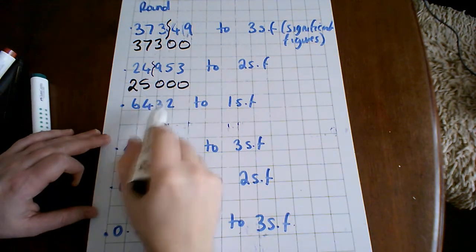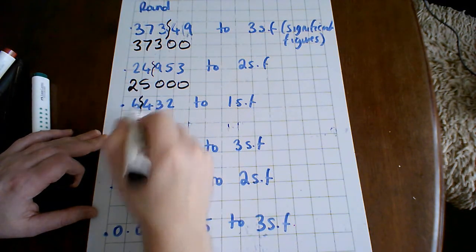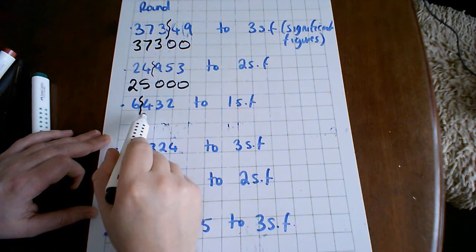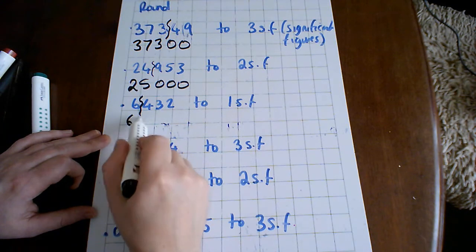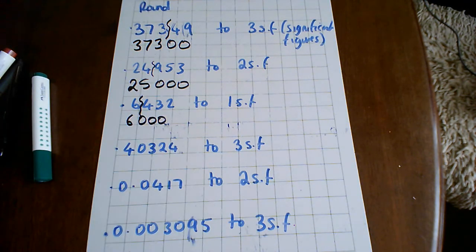Okay, one significant figure. So your answer is going to be close to this. So after our first significant figure, which is the 6, we put a line, and we say, does that bring it up or keep it down? It's keeping it at the 6, and the rest are replaced with zeros. So that's rounded to 1 significant figure.